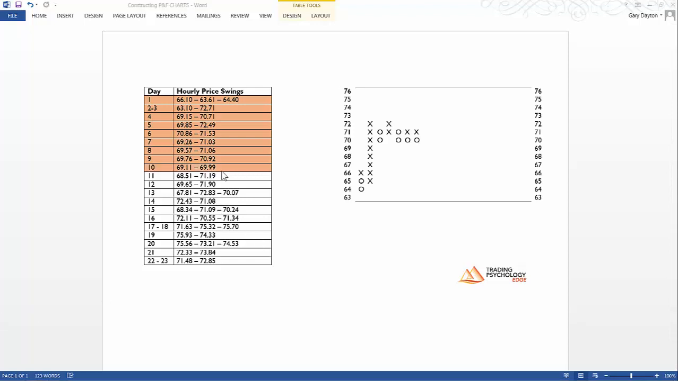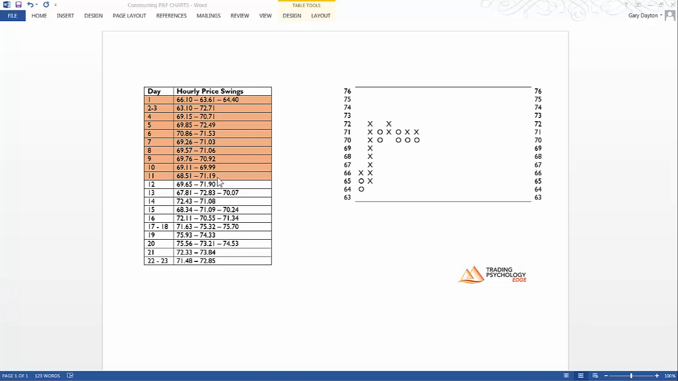The next day comes down to 69.11. We're already at 70. We didn't reach 69, so we don't plot anything there. The market rallies back up to 69.99, obviously a narrow range day. We didn't get to 71. We're still stuck here at 70. So actually no figures get plotted for that day.